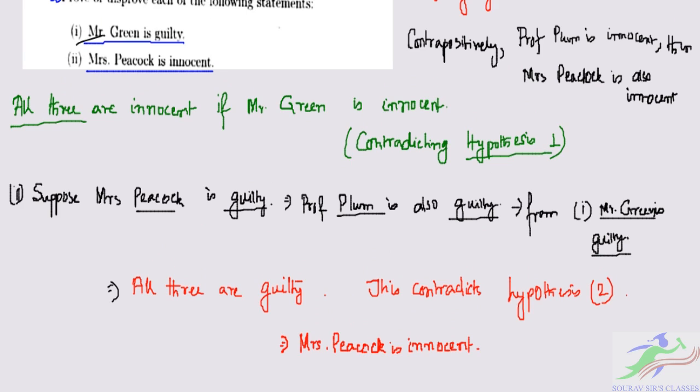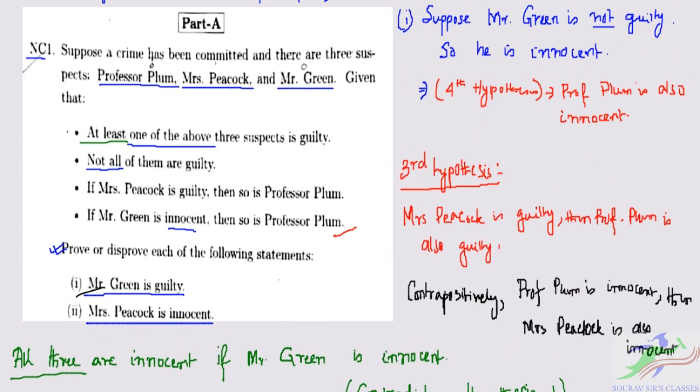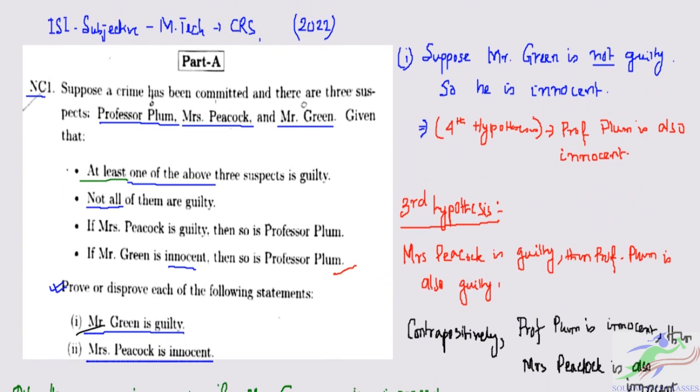Okay, so we have proved that Mrs. Peacock is innocent, whereas point 1 we have to disprove because it is contradicting hypothesis 1. So this question is from the MTech CRS paper part A, non-CS, for non-CS background.